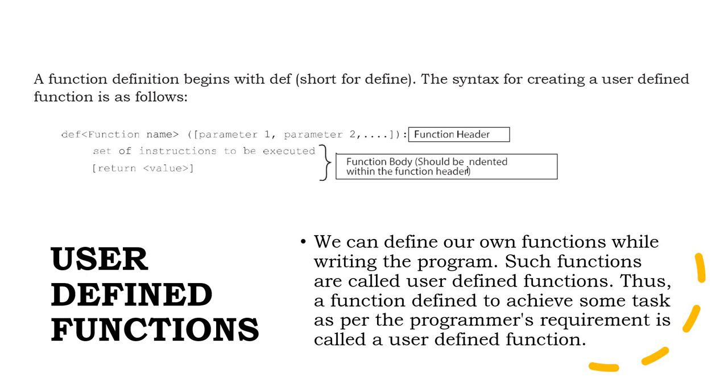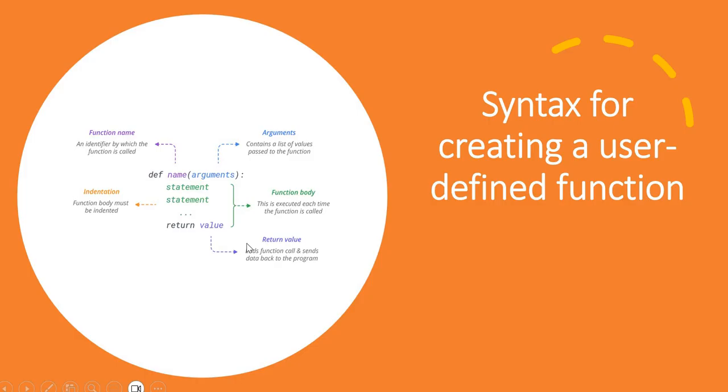So we can define our own functions in this way while writing a program. Such functions are called user defined functions. Thus, a function is defined to achieve some task. Of course, that is the basic objective of the function, that we want to accomplish a specific, particular task. Then only we are going to write a function, or define a function. Okay, so this will be the syntax for creating a user defined function.